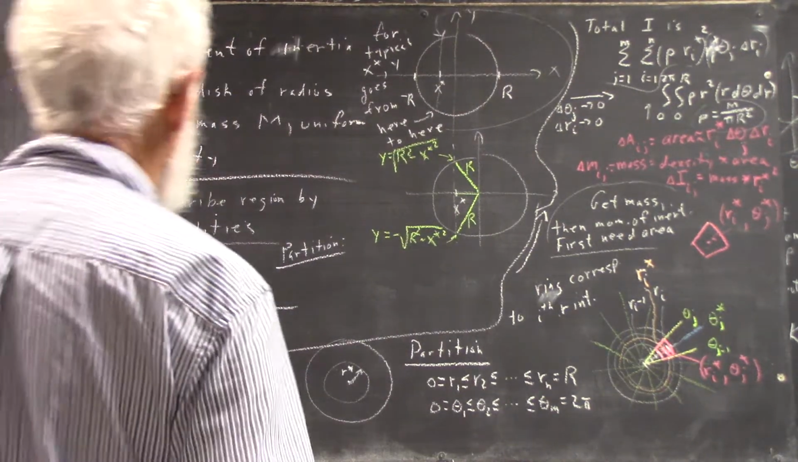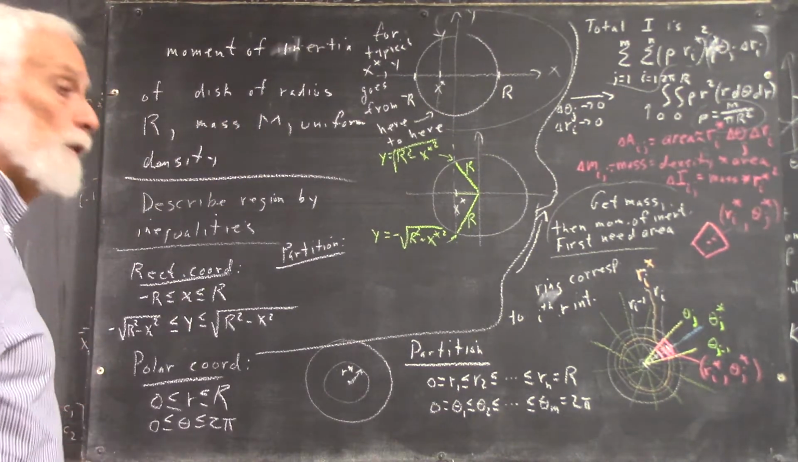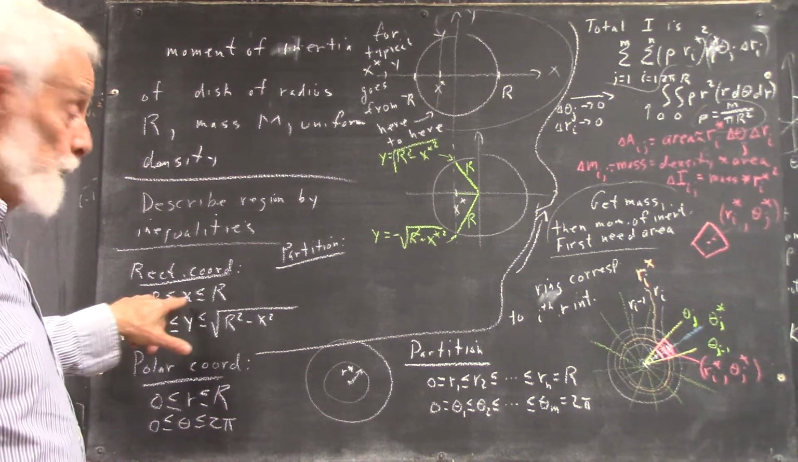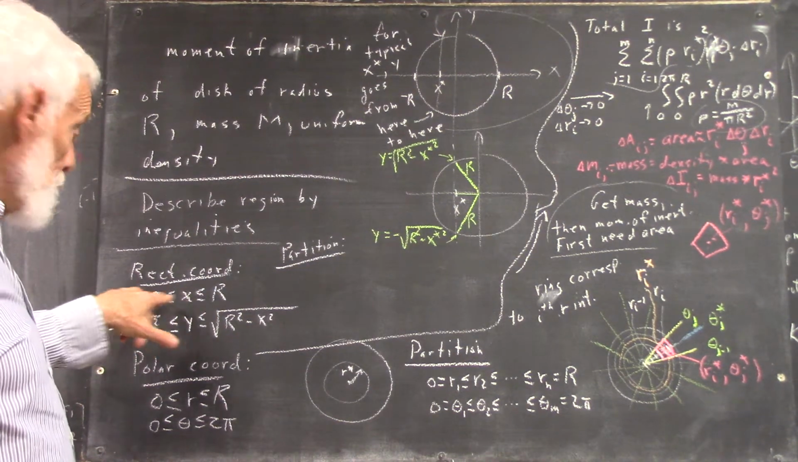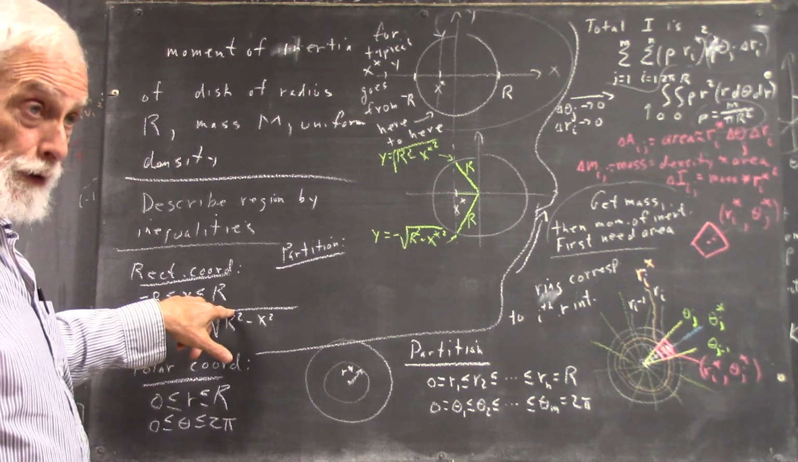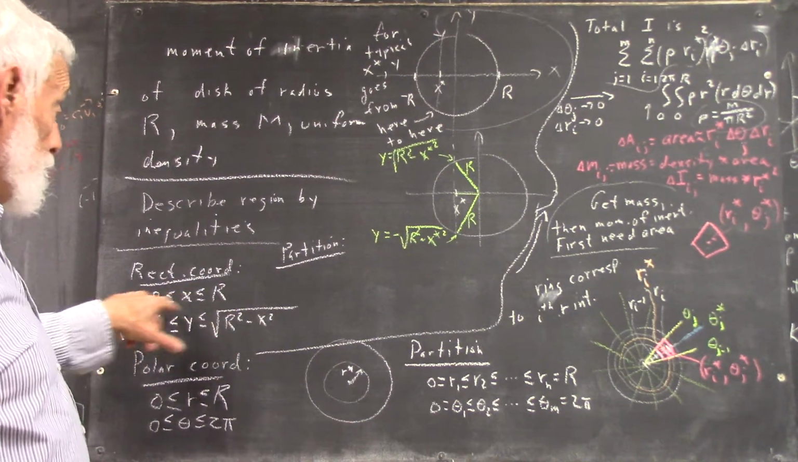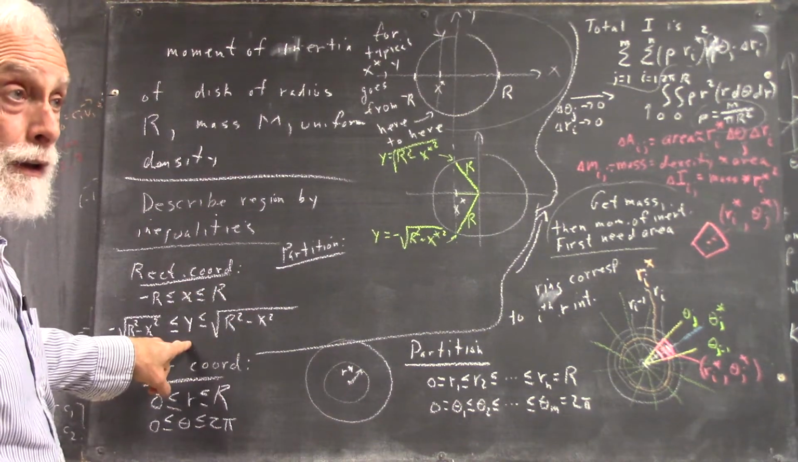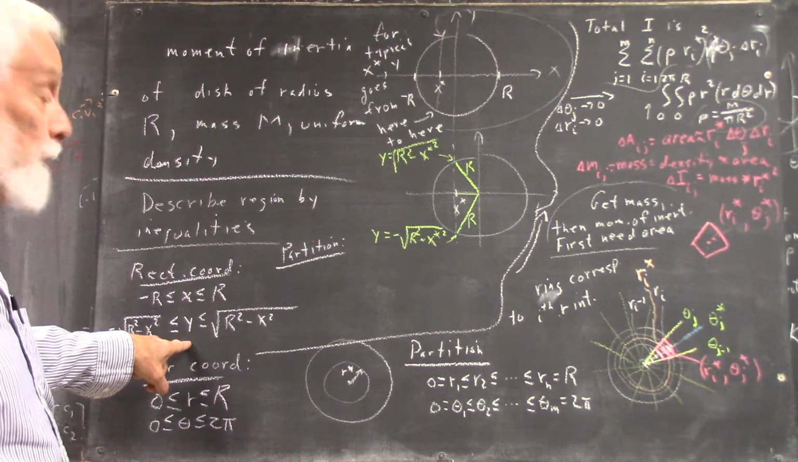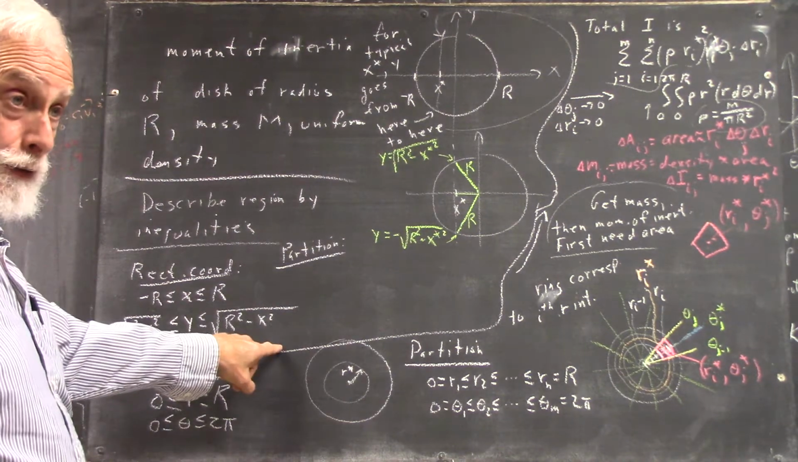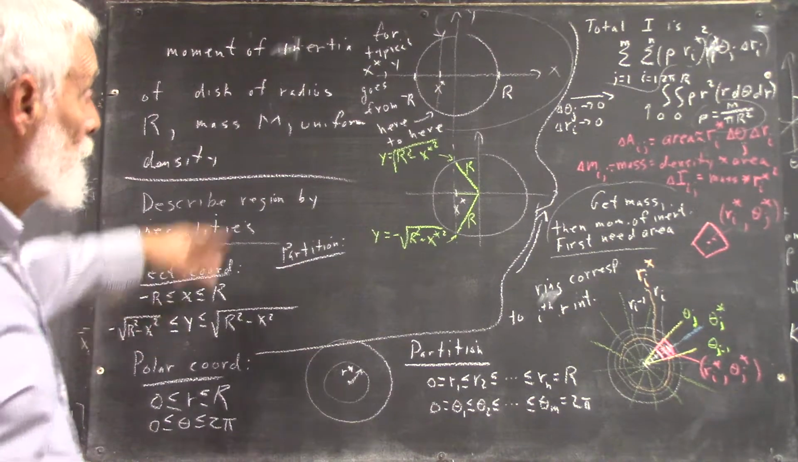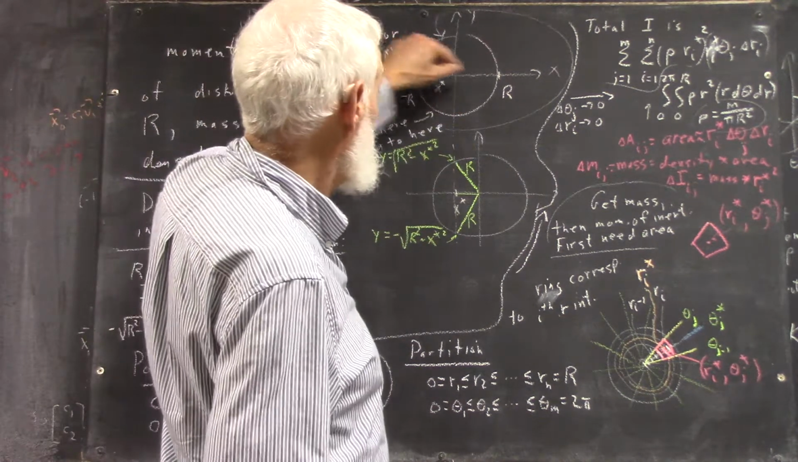Okay, so to do the partition for rectangular coordinates, we just start with the x because the limits on x don't depend on anything else. They're just from negative r to r. So it's really easy to write that, whereas the partition for y is going to depend on the value of x. So we're going to establish what x does, much the same way we did this. We said x goes from negative r to r.